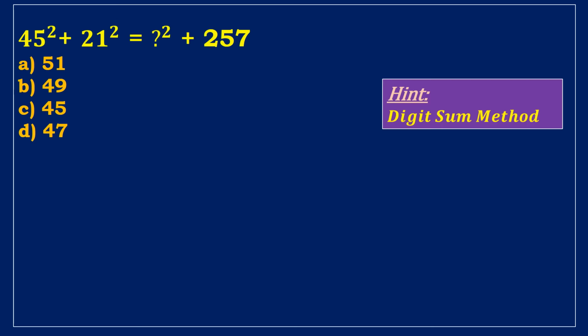Let's look at the seventh example to understand the simplification concept with the digit sum method. Simplify the equation: 45 square plus 21 square is equal to square plus 257. What value should come in place of the question mark? The traditional method requires more time to solve this problem. We may solve the problem in a smart way by employing the digit sum approach.